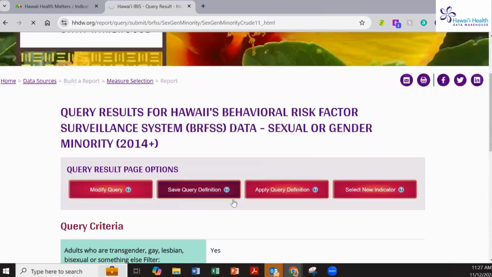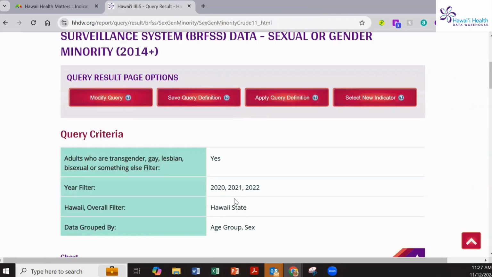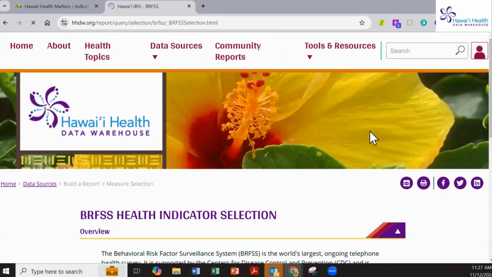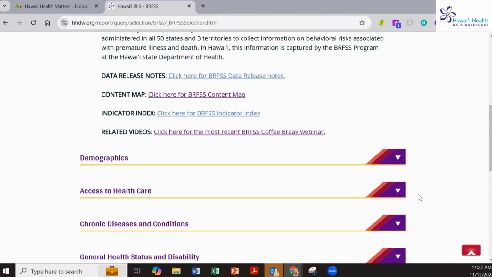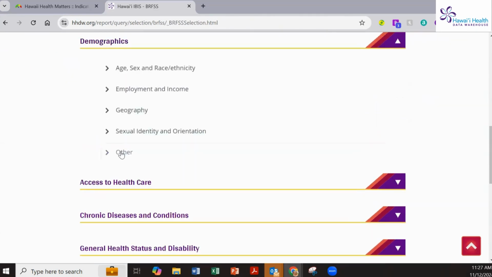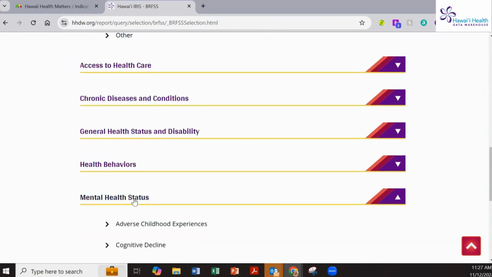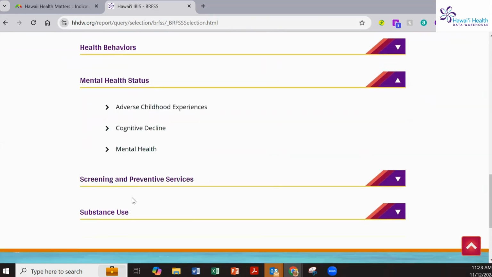So now we are looking at orientation by age group and sex. So this is great. It's a very powerful system. You can learn a lot. But in addition to the actual demographics, being able to look at sexual identity and orientation by itself, most of these indicators here are available also by sexual orientation and gender identity.